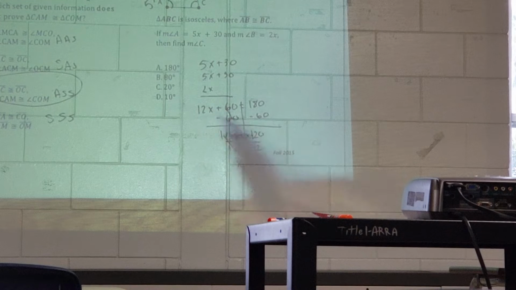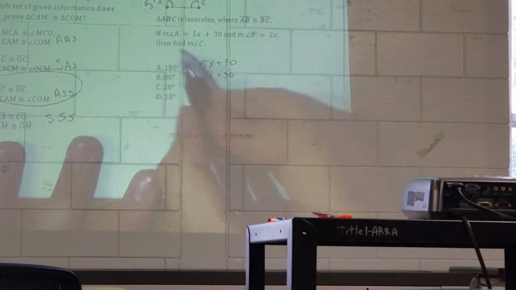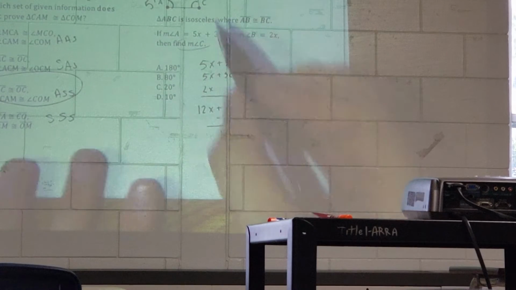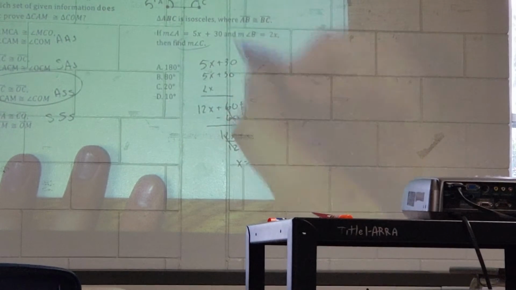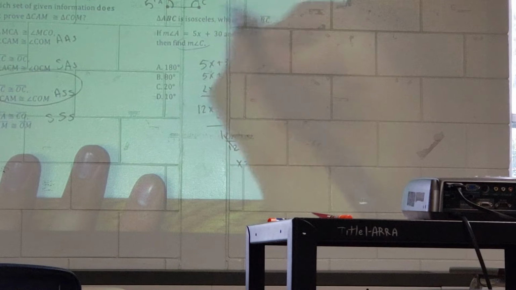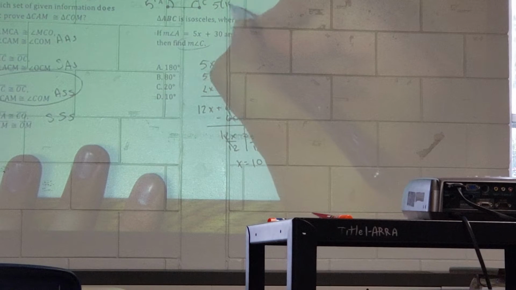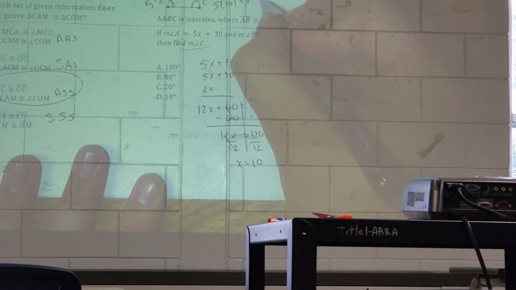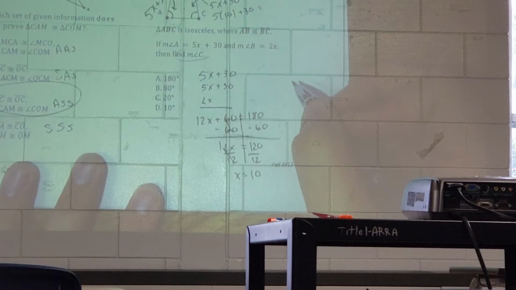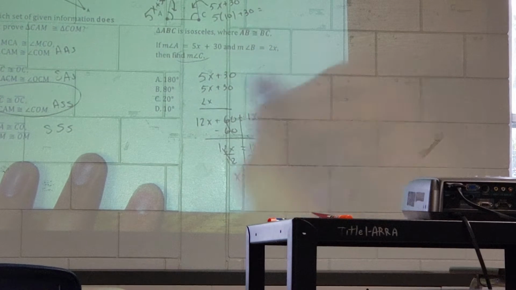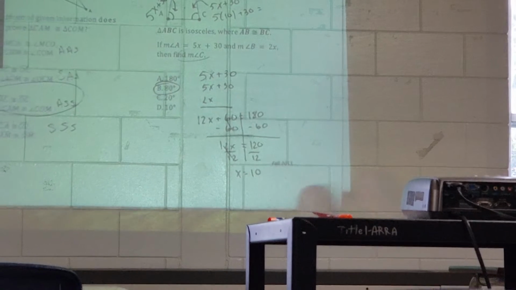So once we do this math right here, once we solve this all out and we get x equals 10, we got to plug that back in and find our answer. Well, we wanted the measure of angle C. Angle C, we said, was the same as angle A. So we're going to plug this measure of x equals 10 into the 5x plus 30. So 5 times 10 plus 30. 5 times 10 is 50. 50 plus 30 is 80. So it looks like answer B is going to be the correct choice.